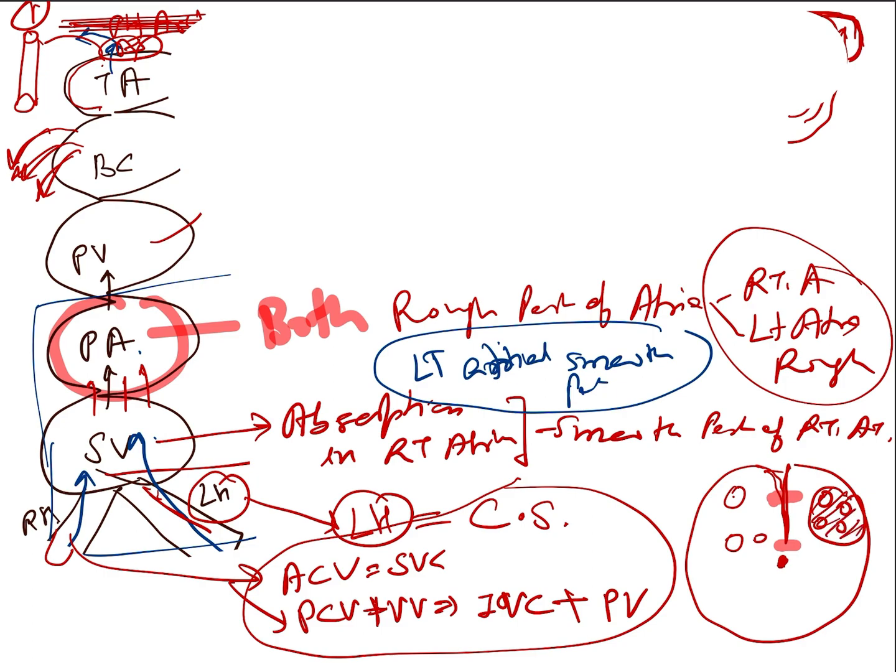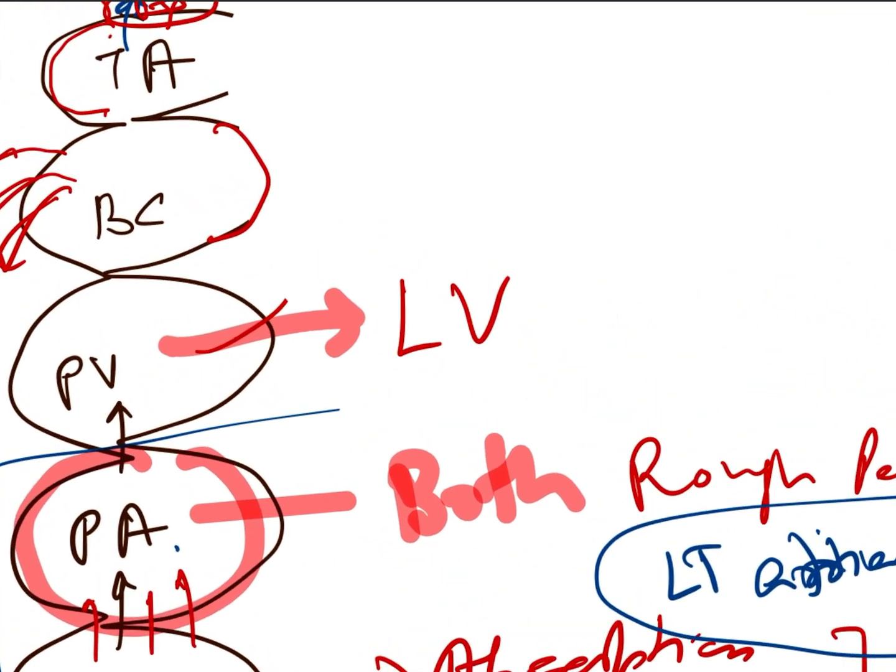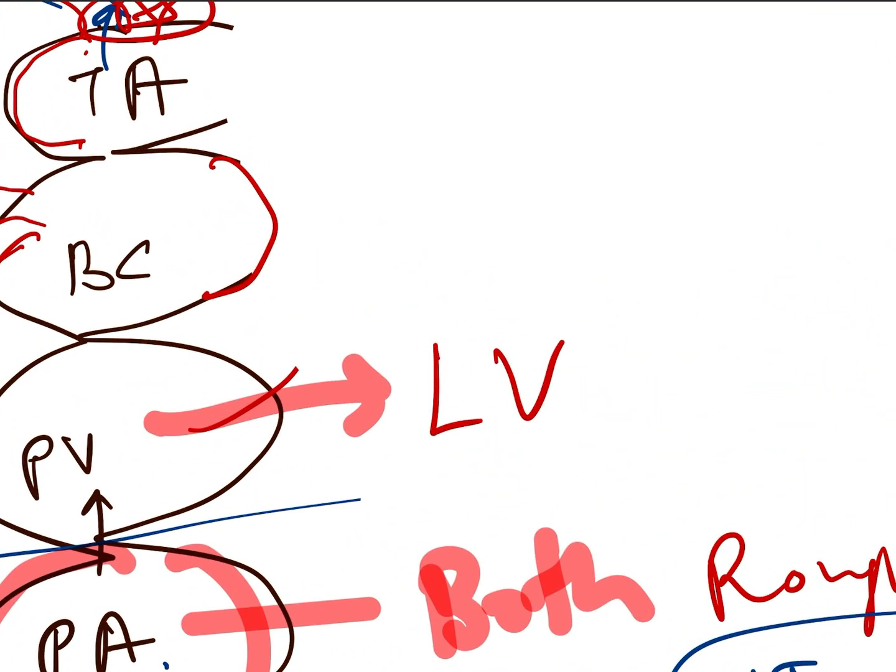Absorption of 4 pulmonary veins forms the smooth part of the left atrium, while the smooth part of the right atrium is formed through absorption of sinus venosus into the right atrium. This primitive ventricle will form the left ventricle, while this bulbus cordis, now look very carefully about this bulbus cordis.